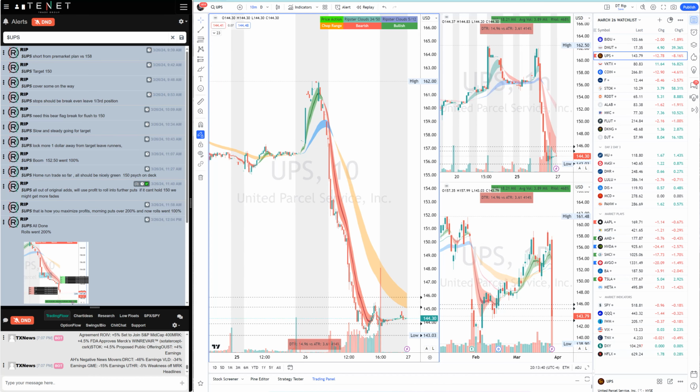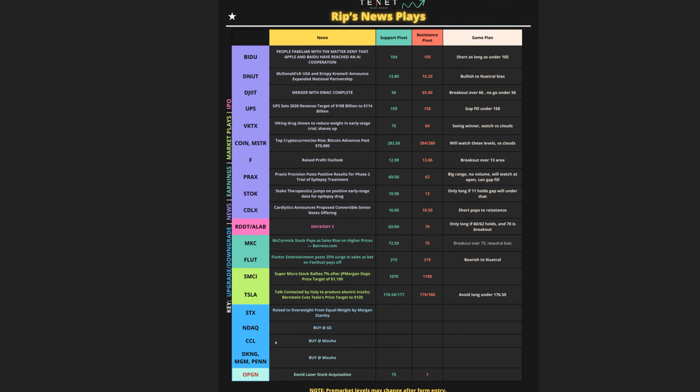The first one we're going to look at is our home run trade for today, UPS. Let's see what the pre-market plan on UPS was. UPS's new revenue target was 108 billion to 114 billion for 2026. I think they had investor day. It was gapping up. Resistance was 159, support was 158. I told everyone there's a gap fill under 158. That was the plan in the pre-market.